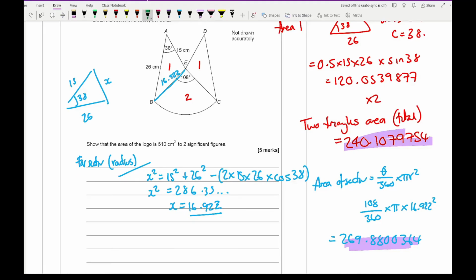To get the total area, all you need to do is add this number to this number. So the total area is going to be 240.1 plus 269.9. To two significant figures, let's just round these measurements up. We get 240 plus 270, which equals 510. That's what I want to prove.